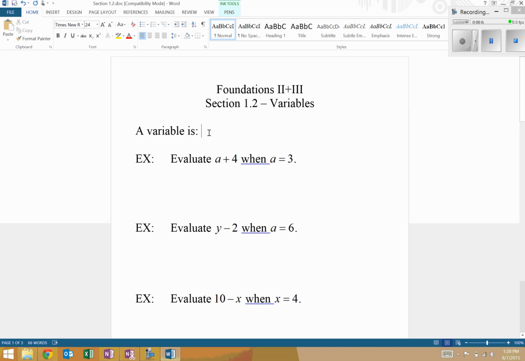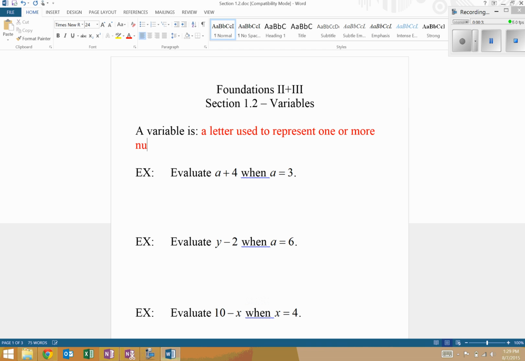All right, so this lesson is about variables and variable expressions. So the first thing we need to know is, what is a variable? Well, a variable is a letter used to represent one or more numbers. We use a variable when we don't know what the number is.